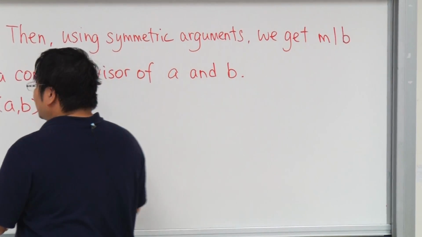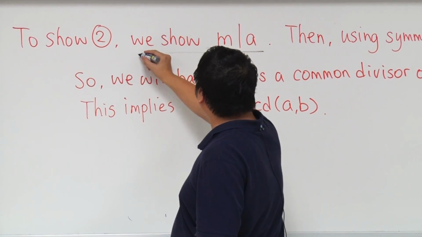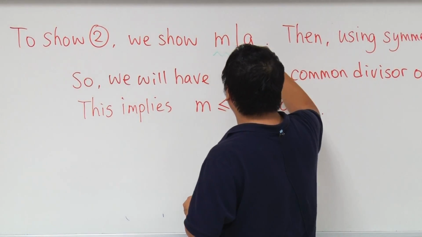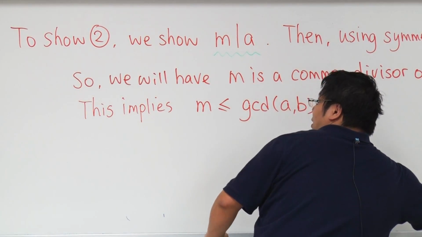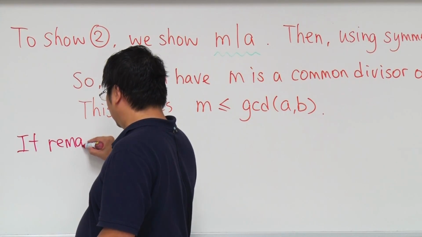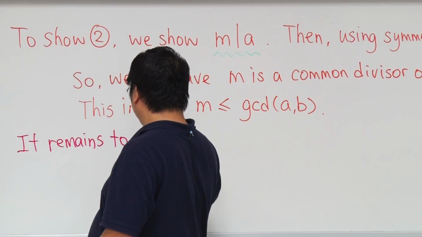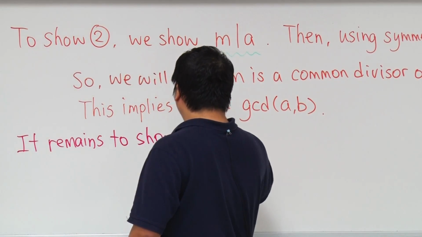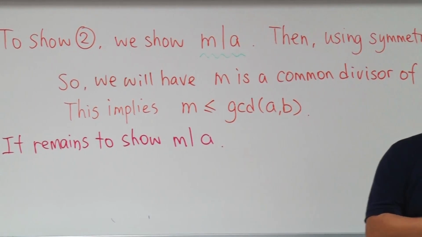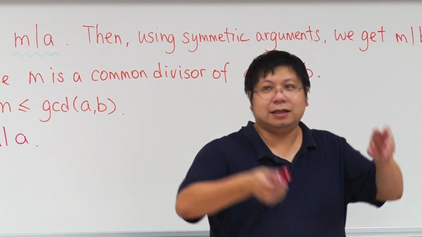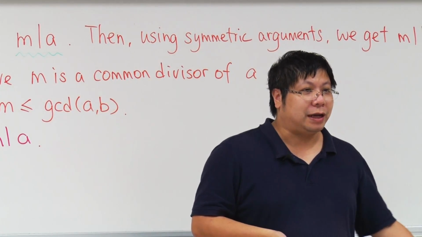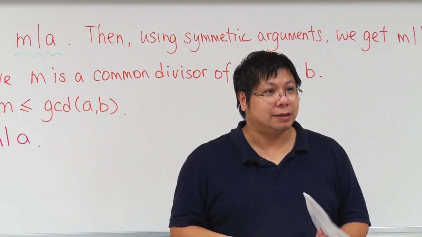So all that remains is we want to show M divides A, so we don't know. So this is what we are going to show. So it remains to show M divides A. So how can we show M divides A? Let's take a look at what happens when A is divided by M. What is going to be the quotient and what is going to be the remainder? If we can show that the remainder is 0, then M divides A. So this is the idea.